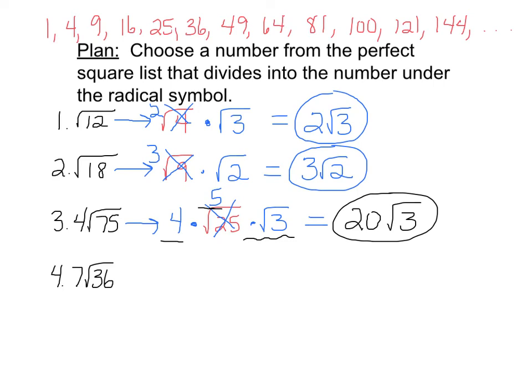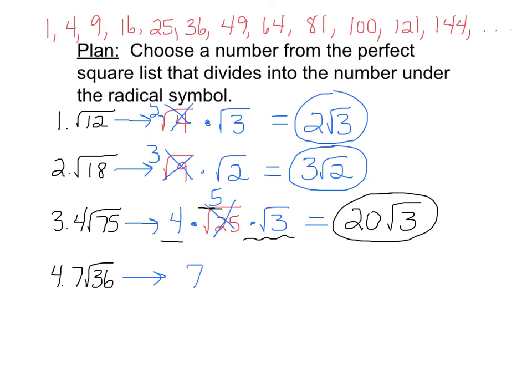Now, the main thing that I don't want you to forget how to do is I don't want you to forget how to simplify a number if it's a perfect square. And take a look at number 4, 7 radical 36. Believe it or not, a problem like this are some of the most missed problems on quizzes and tests.